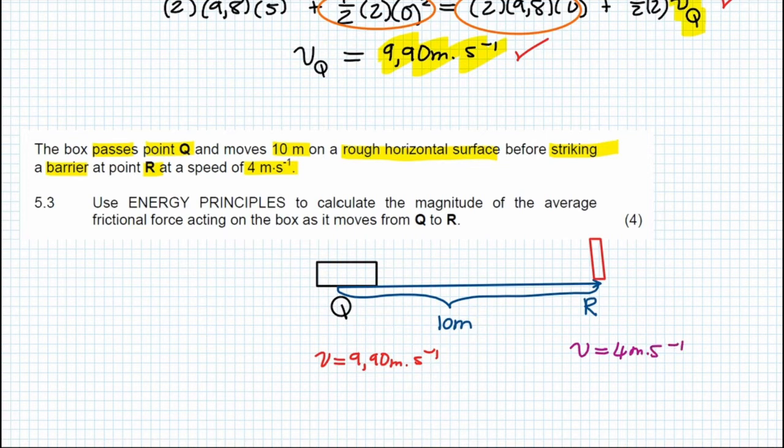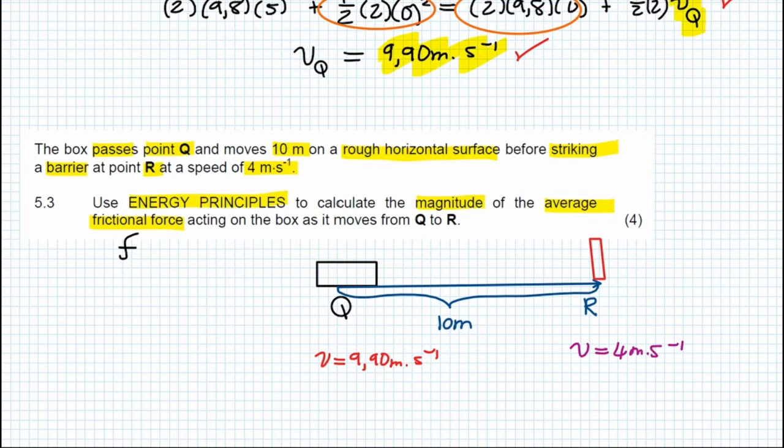So we're looking at the motion from Q to R, where the surface is rough, and therefore we know that this box is going to experience a friction force. Question 4.3 says, use energy principles to calculate the magnitude of the average frictional force acting on the box as it moves from Q to R. We are interested in finding the frictional force.